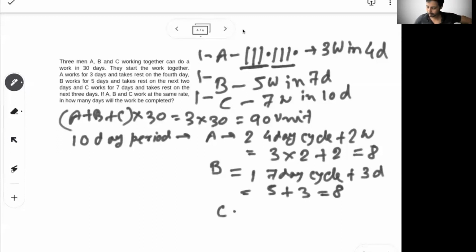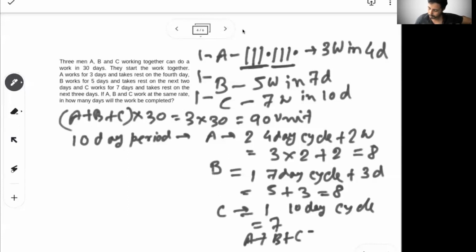For C, in a 10-day period, it has only one 10-day cycle. So in each 10-day cycle, C does 7 units. So in a 10-day period, I can say A plus B plus C is 8 plus 8 plus 7, 23 units, which is very far.